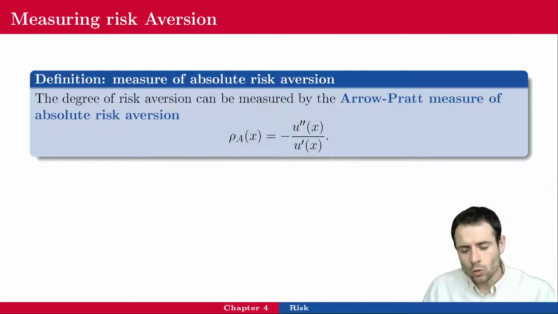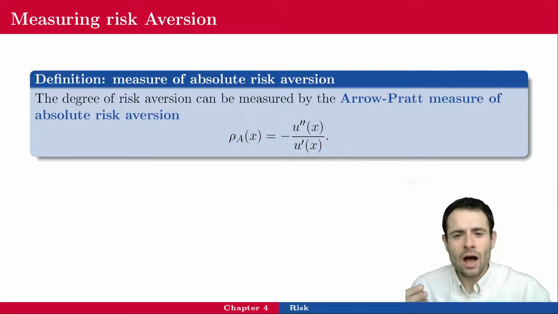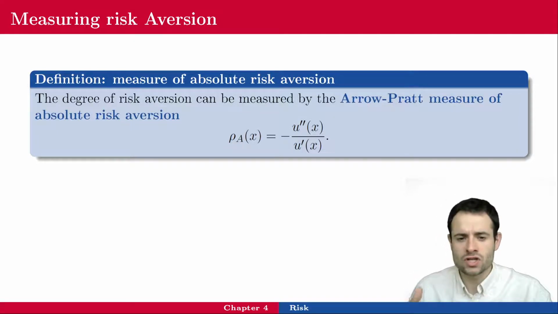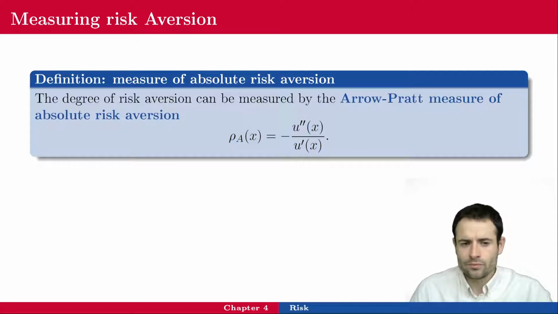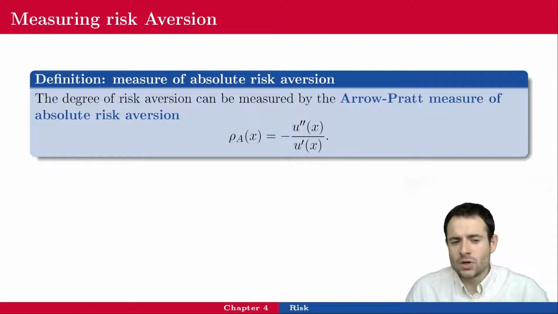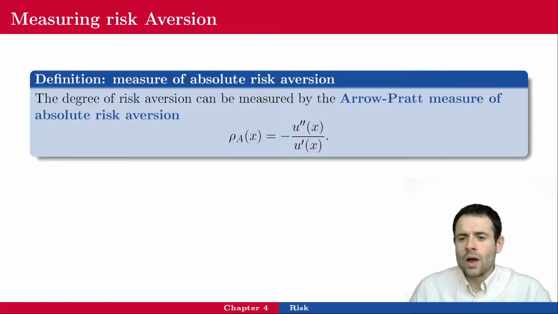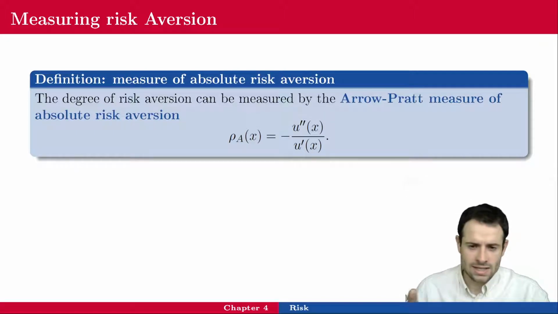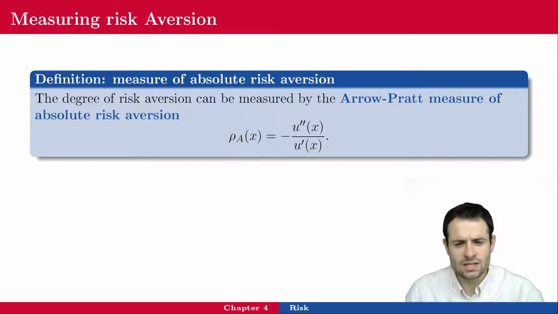Now, how do we measure risk aversion? How can we tell if somebody is more risk averse than somebody else? Well, there are two different measures that we're going to go over. The first one is called the measure of absolute risk aversion. The degree of risk aversion can be measured by the Arrow-Pratt measure of absolute risk aversion. Arrow and Pratt are two researchers that made this measure back in the 50s, 60s.